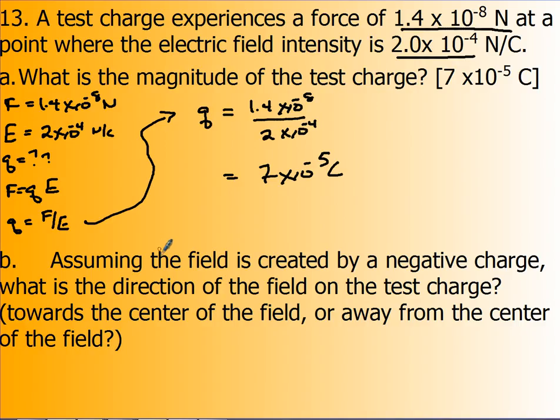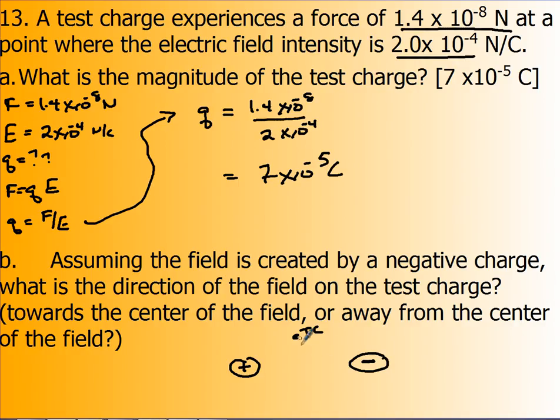Now, assuming the field is created by a negative charge, what's the direction of the field on the test charge? Toward the center of the field, away from the center of the field. Okay, let's look at it. Here's my test charge. TC is my test charge, at a point where the electric field intensity is this. If the field's created by a negative charge, so it's right here, what's the direction of the field?